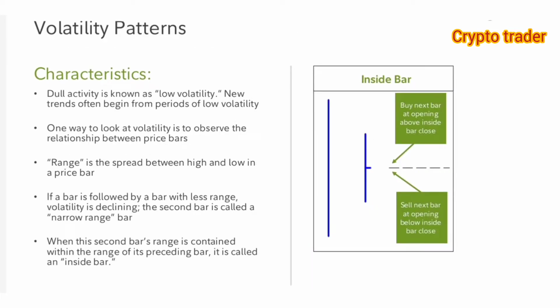Volatility patterns. Characteristics: dull activity is known as low volatility. New trends often begin from periods of low volatility. One way to look at volatility is to observe the relationship between price bars. Range is the spread between high and low in a price bar. If a bar is followed by a bar with less range, volatility is declining. The second bar is called a narrow range bar. When the second bar's range is contained within the range of its preceding bar, it is called an inside bar.